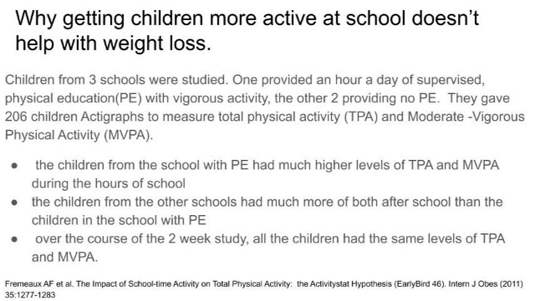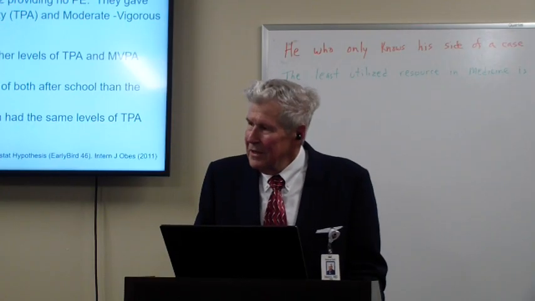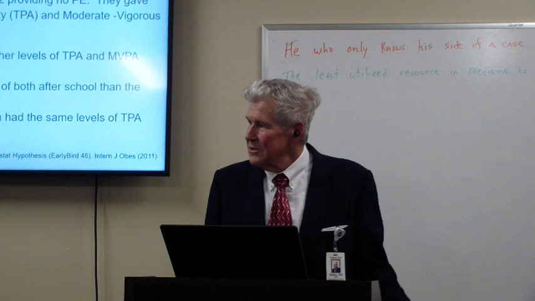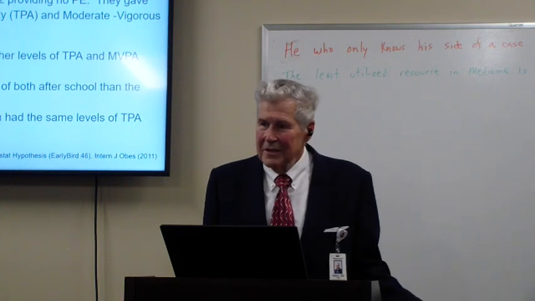What they found was that the children from the school with PE had much higher levels of total physical activity, TPA, and moderate to vigorous physical activity during the school hours. The children from the other schools that didn't have PE had much more of both TPA and MVPA after school. Over the course of the 2-week study, all the children had the same level of total physical activity and moderate to vigorous physical activity in all the schools. So these kids seem to have an activity set point. You can spend millions and millions of dollars to get them active in school, but it's not going to change the overall level of their activity, most likely.